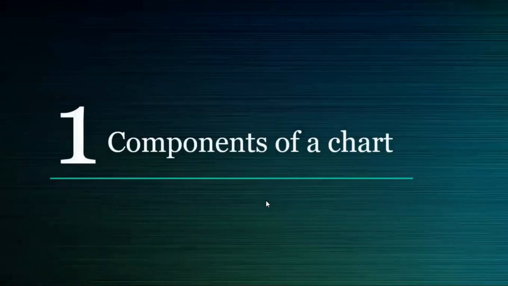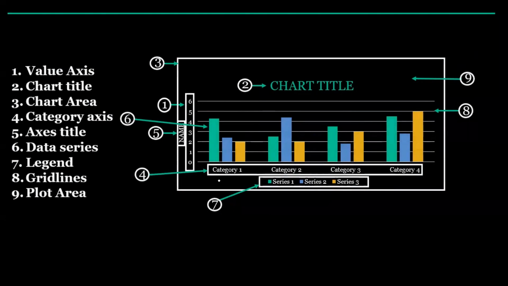So firstly, we'll be seeing about components of a chart. So let's start. I have written some numbers over here. The first one, this 0, 1, 2, 3, 4, 5, 6, these are all the value axis. The value axis is also known as the y-axis, because it is in the y direction. Y direction means it is in the vertical direction. So now you know what the value axis is.